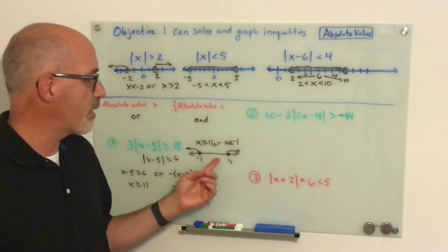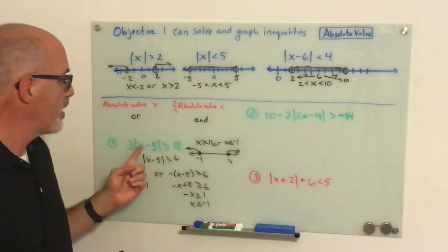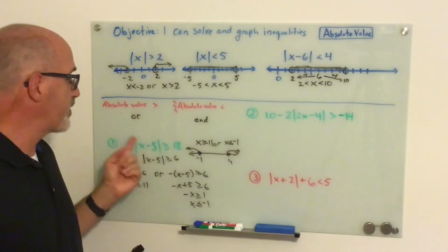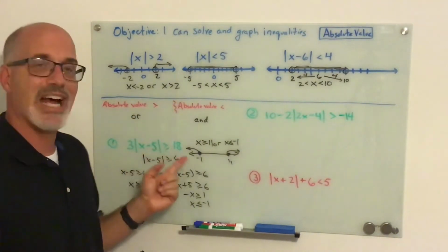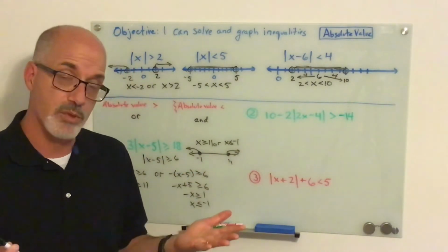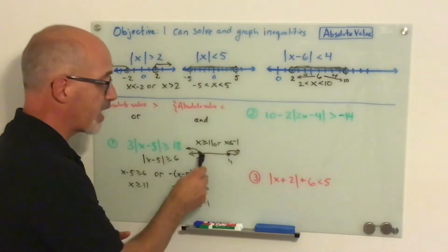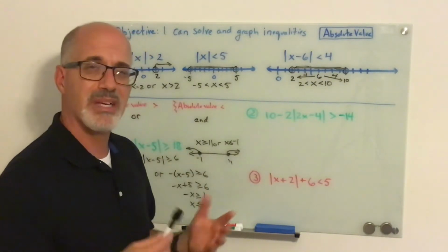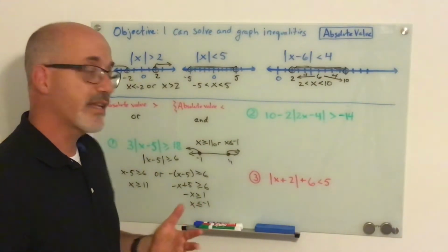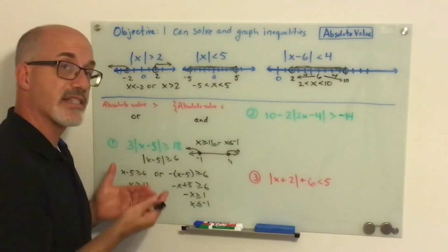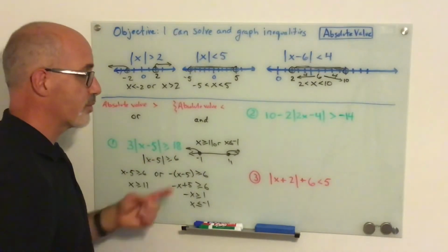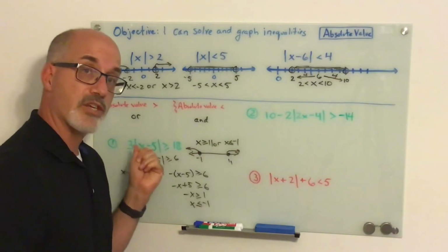But if you tried one of these, for instance, if we put in 0, 0 minus 5 is negative 5, absolute value is 5. 5 times 3 is 15. That is not greater than or equal to 18. So this region should not be graphed, which we haven't done. Let's check a number to the left of negative 1. Pick like negative 5. Negative 5 minus 5 is negative 10. Absolute value of negative 10 is 10. 10 times 3 is 30. That is greater than or equal to 18. So that region works out.